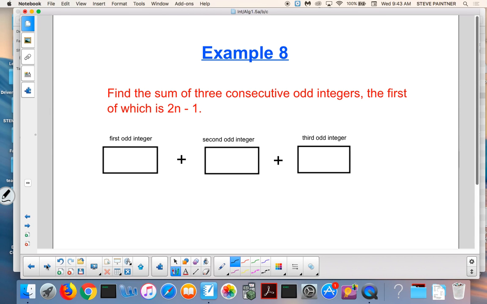Do it again. This is you on your own. It's the same problem. The sum of 3 consecutive odd integers. The first, which is what? Now, put it in the box. That's your first odd integer. Put the next one in, put the next one in, and then add them all up. Every odd integer gets 2 bigger. 2 bigger, 2 bigger, 2 bigger.